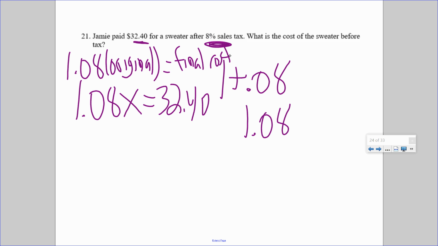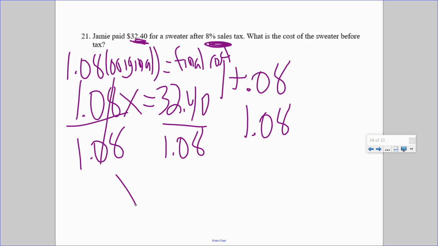In this case, it gave me my final cost. It said that she paid $32.40 for the sweater. This is after the tax. And this is something we did earlier in the lesson as well: because it's asking for the original, the 1.08 goes with the x. And then from there, I'm dividing by 1.08. And that will give me my answer, which is 30.